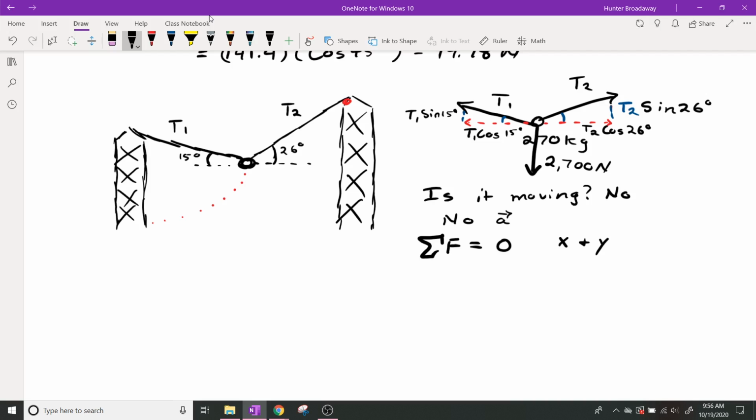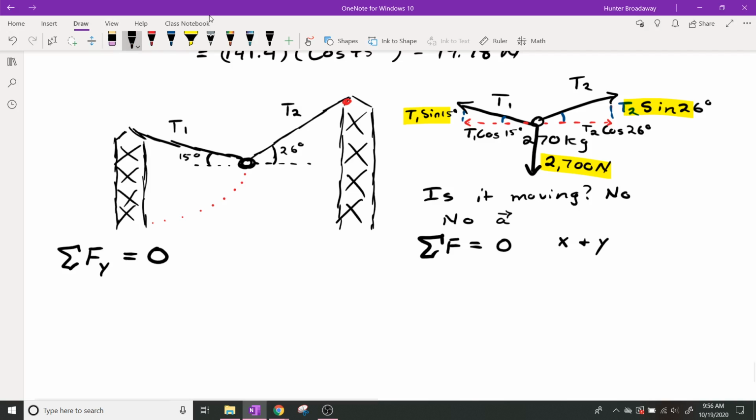Right? So the way that I like to do that is I'll say the sum of the forces in the y direction is equal to 0, and then I'll balance them out to each other. I like to write it this way because if I say that it's equal to 0, I can make sure that all my forces are actually considered in the problem before I accidentally miss one. So how many forces do I have vertically? 3. There's T1 sine, T2 sine, and 2,700.